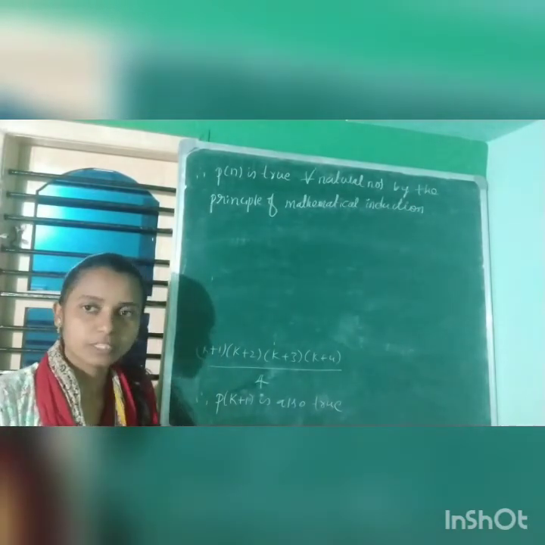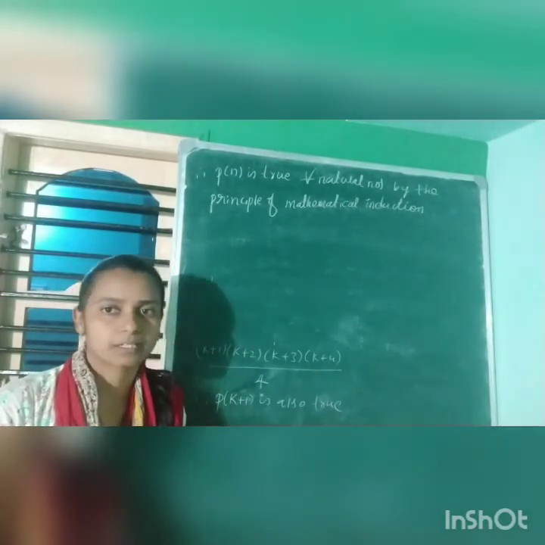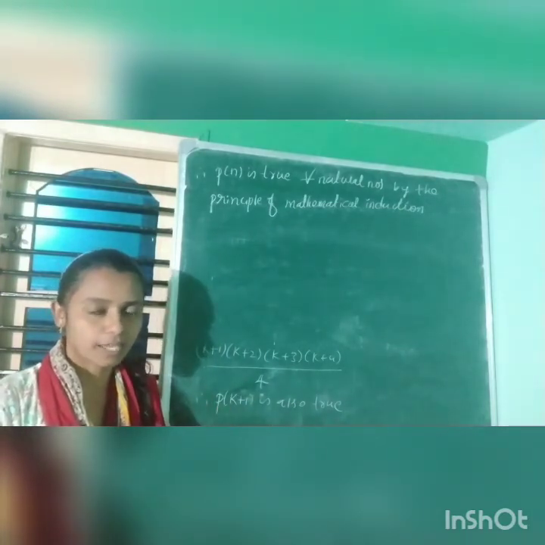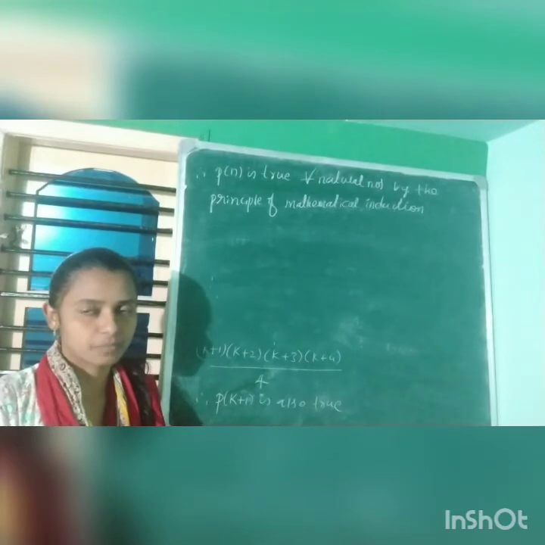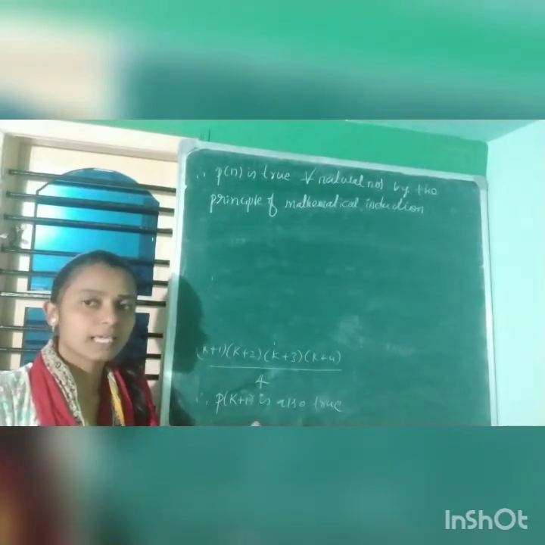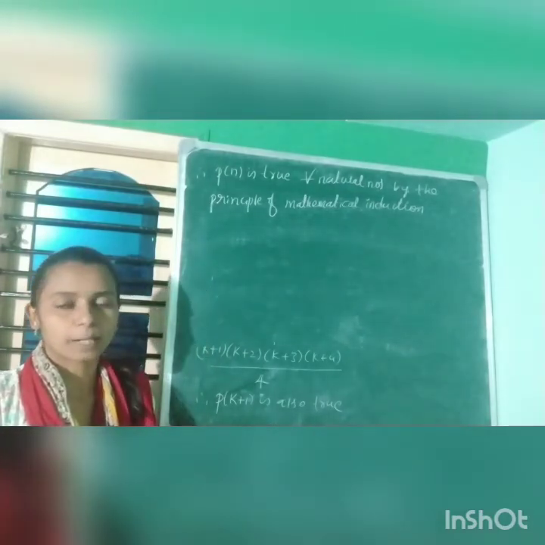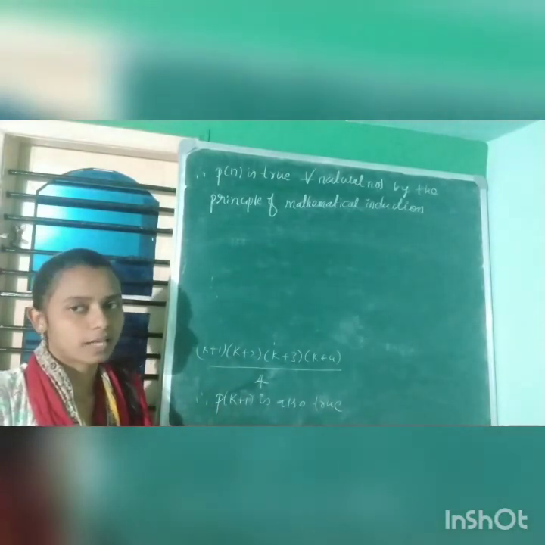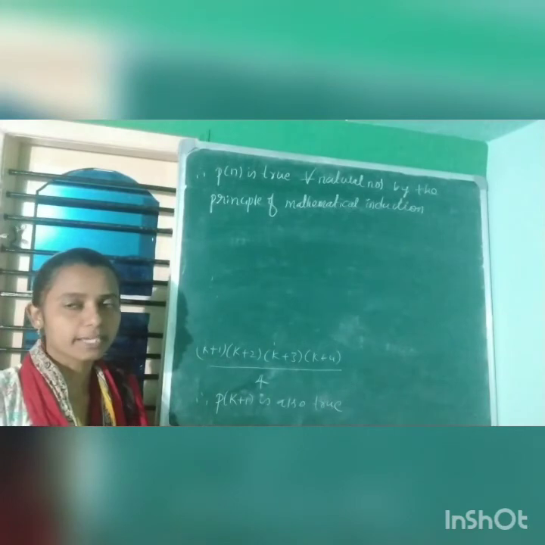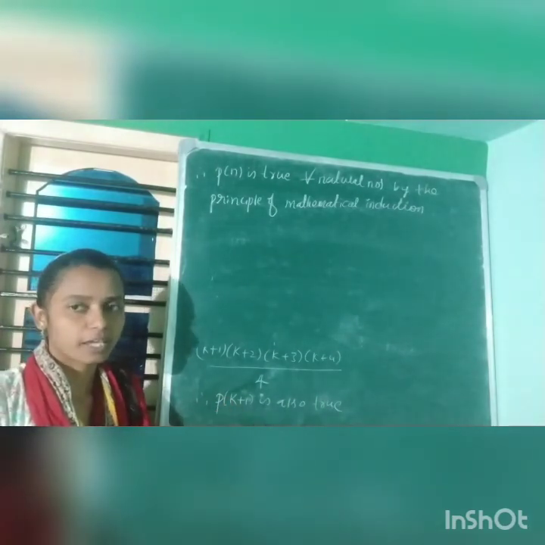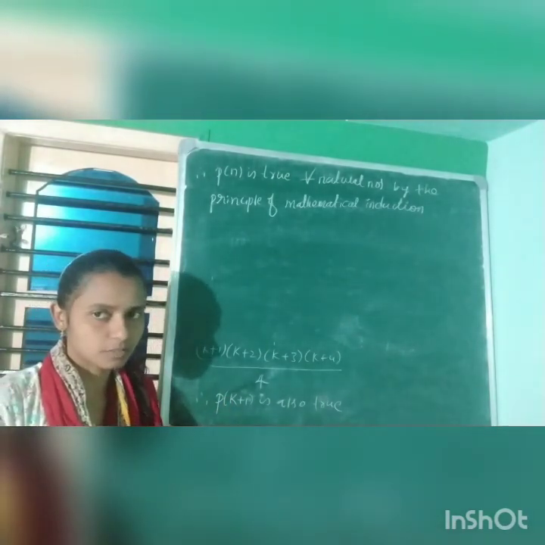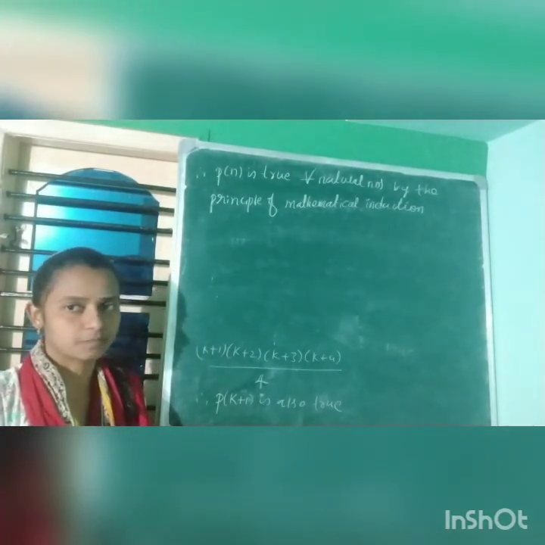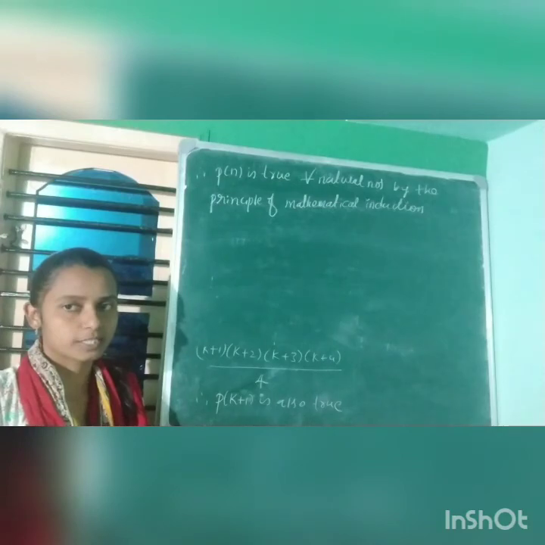After that you need to assume that the given statement P of k is true. That means in the place of n you take k. You have to write that with the help of P of k and prove that P of k plus 1 is true. Once you get the answer, you can conclude the problem: the given statement P of n is true for all natural numbers with the help of the principle of mathematical induction. Hope you guys understood this.